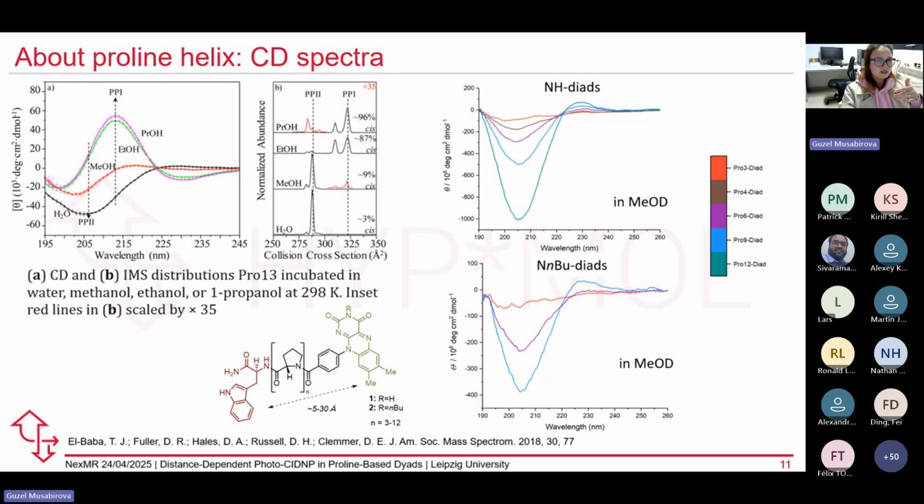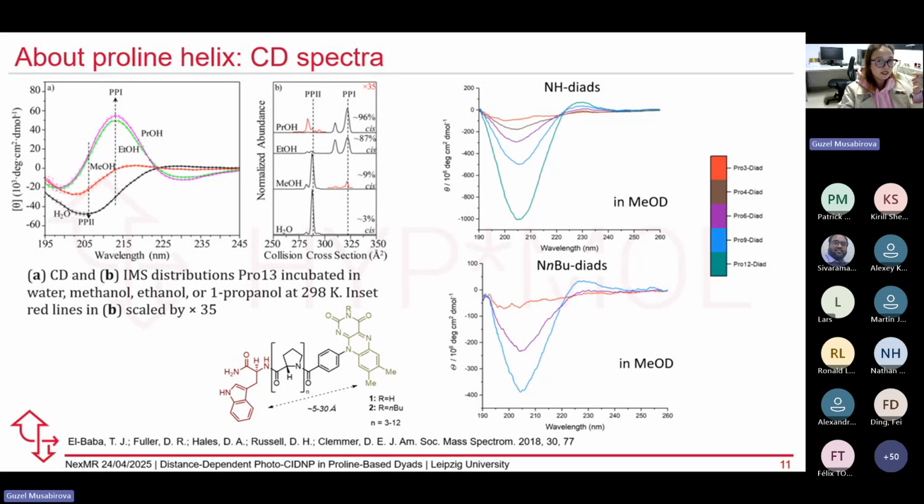The rest of them are conformers, which contain at least one cis isomer per proline. And for all dyads, the trans PP2 form clearly dominates, but there is still a noticeable amount of cis-containing conformers. And to complete the experiments, we ran molecular dynamics simulations.